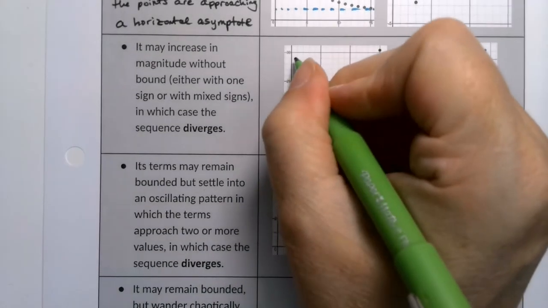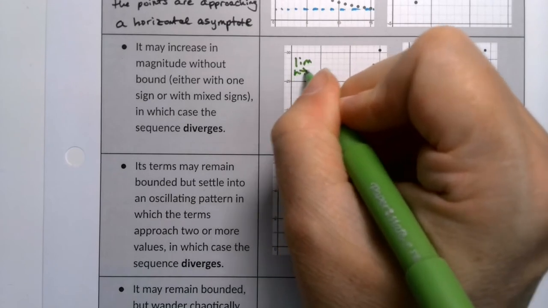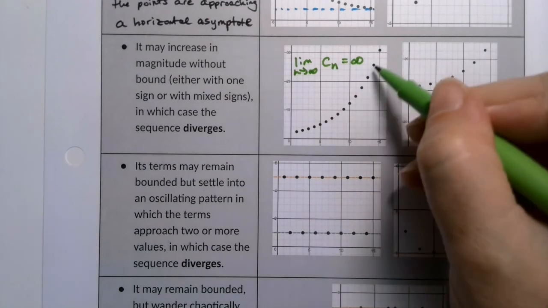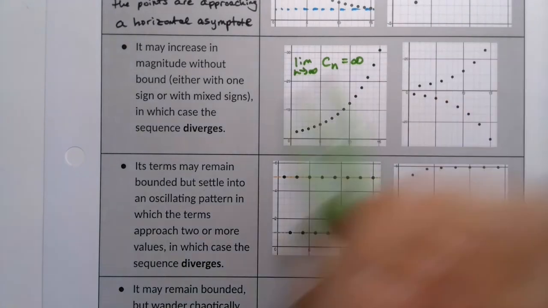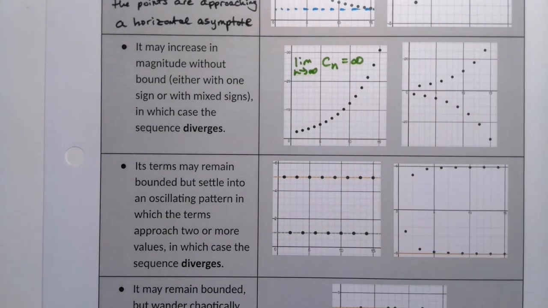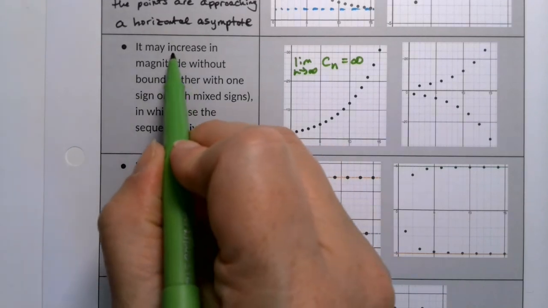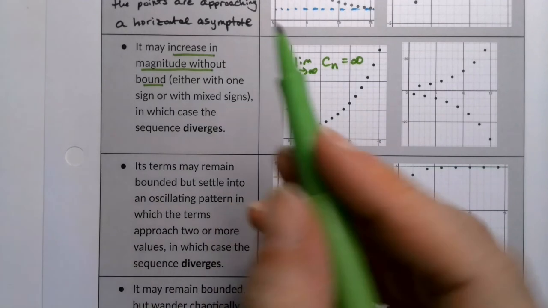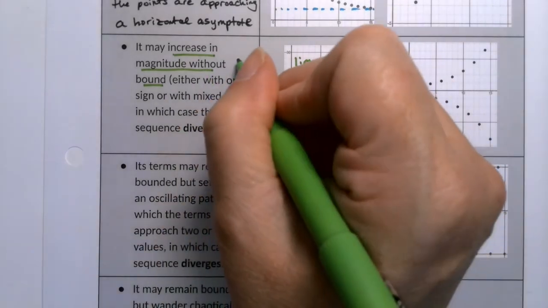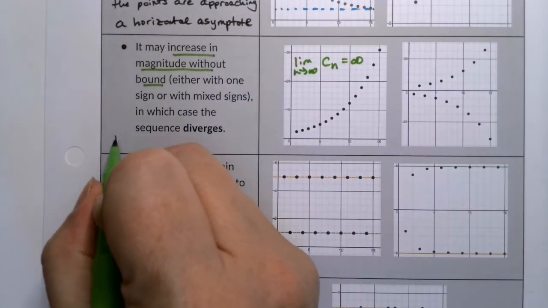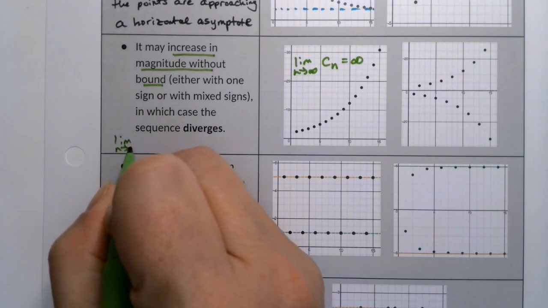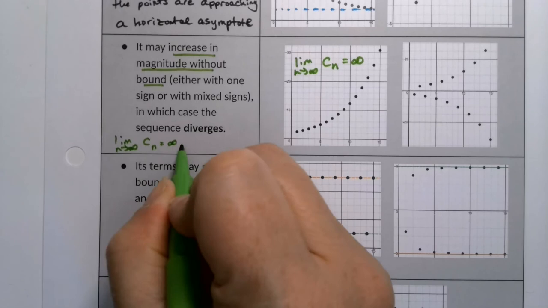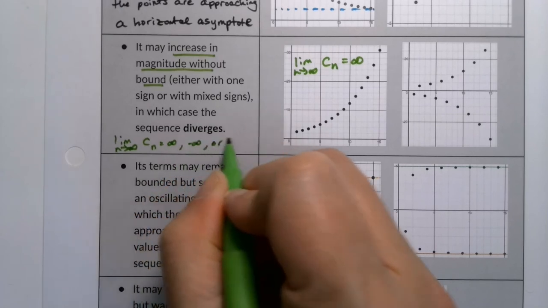All right, so this is the limit as n goes to infinity of, I'll call this one C sub n, is infinity, right? It's shooting up, up, up, up, up, right? It's just going to keep growing and growing and growing. That's divergence, right? It's increasing in magnitude without bound, right? So it's going to either infinity or negative infinity, right? So this is saying the limit as n goes to infinity of c sub n is either infinity, negative infinity, or both, right?